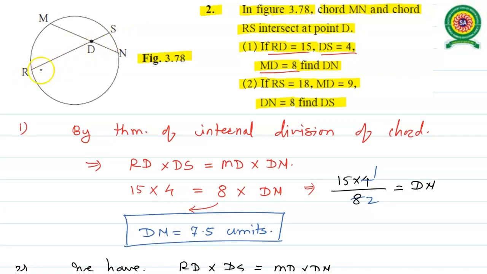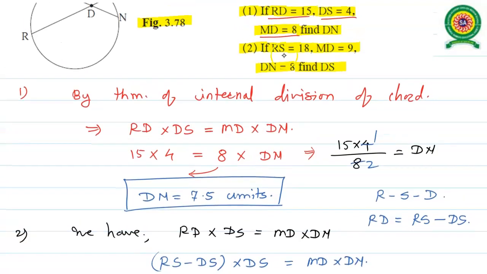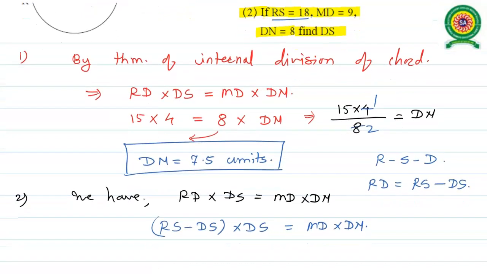We can write Rs once the points R, S and D are collinear, so that we can write Rd is equal to Rs minus Ds. Now I am replacing Rd by its value Rs minus Ds into Ds, that is equal to Md into Dn. Now we have Rs equals 18, so I am replacing Rs by 18.